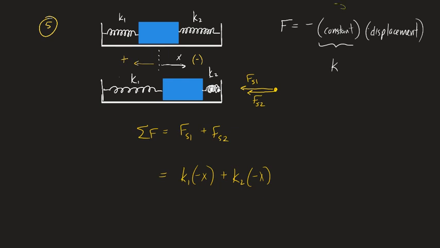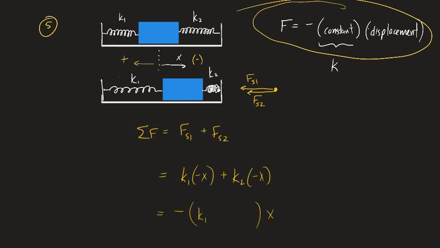Now remember, we want to see if our force in our system equals a negative sign times a constant times a displacement. So I'm going to factor out the negative sign. I'm going to factor out the x. And what I'm left with in the middle is K1 plus K2.